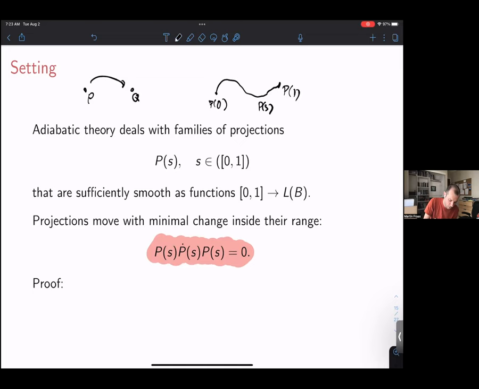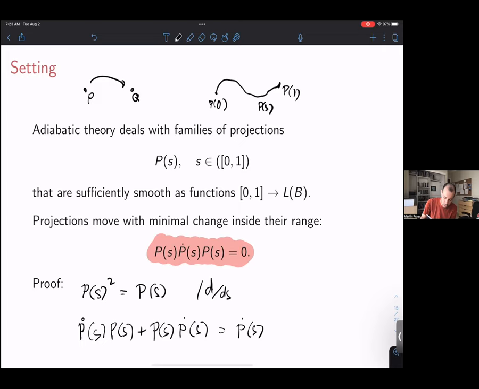How do you get this equation? Maybe I can prove something. This equation follows from the basic equation for projections by differentiation. If you differentiate this equation by ds, you get p dot s ds plus ds p dot s equal to p dot s. And now you sandwich it from both sides by p. So I would add one p here, another p here, another p here, another p here. And now I have twice the same on the left-hand side and once the same on the right-hand side. So this implies that p dot s ps is equal to zero. And that's what I wanted to get.